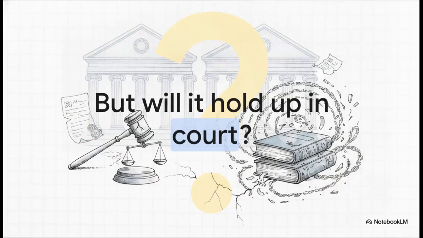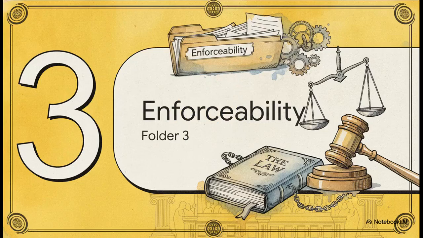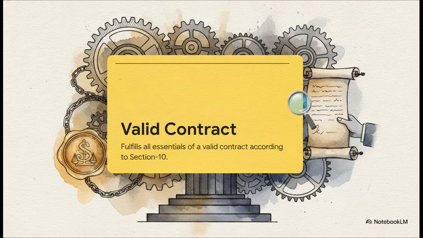So you know how a contract is formed, and you know how it's executed. But if something goes wrong, what happens next? Will the agreement actually hold up in court? That brings us to our third and final folder, contract enforceability. This is the ultimate judge of whether the law will actually back you up when you need it most.